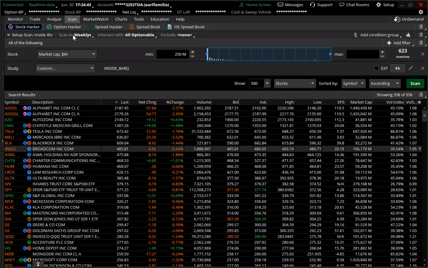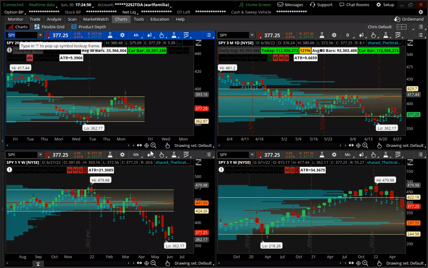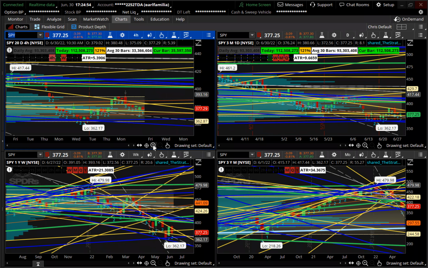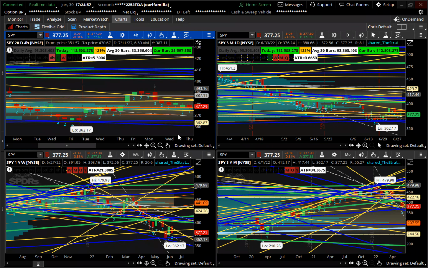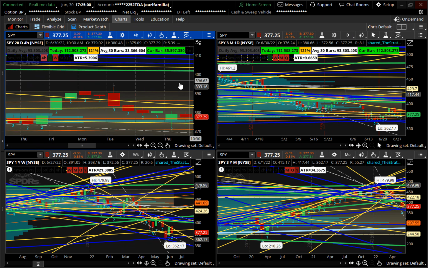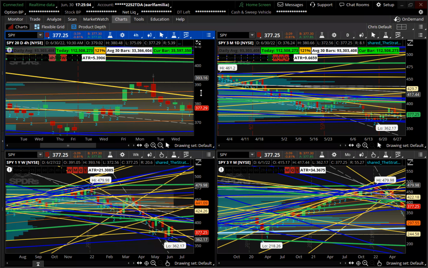Chart SPY. What the hell is SPY doing on here? All right, SPY. So SPY, inside 4 hour on SPY. That's funny. So SPY was a little pushed down in the afternoon. Stayed inside. It didn't really want to pick a direction, as we already knew.